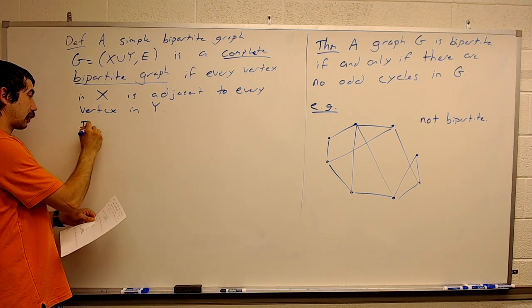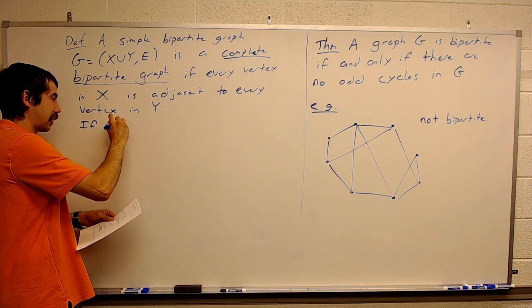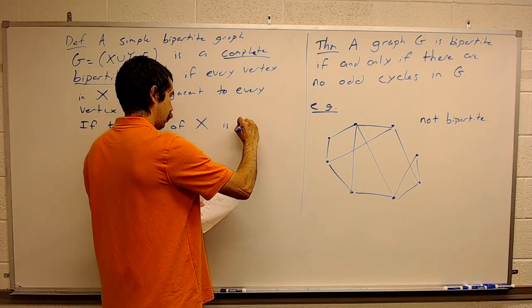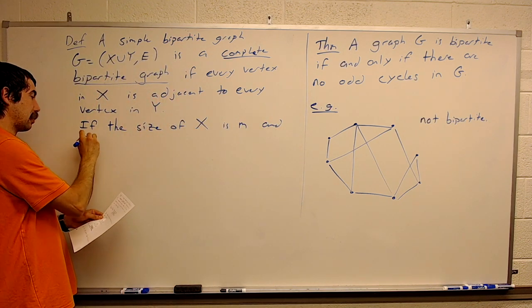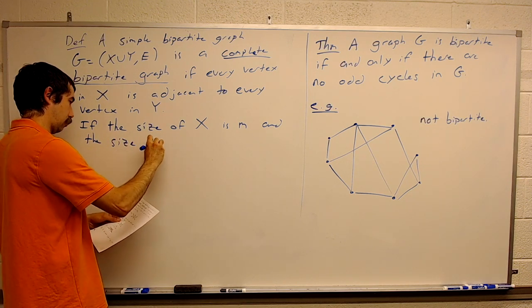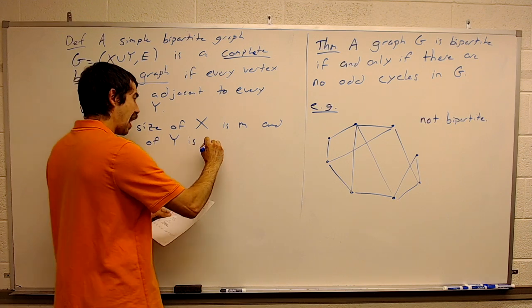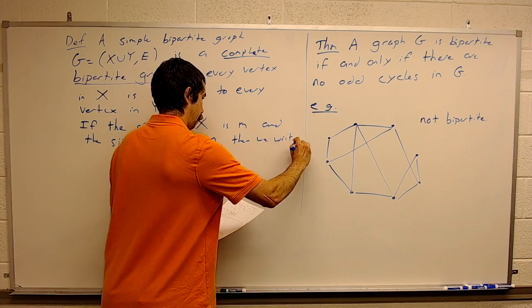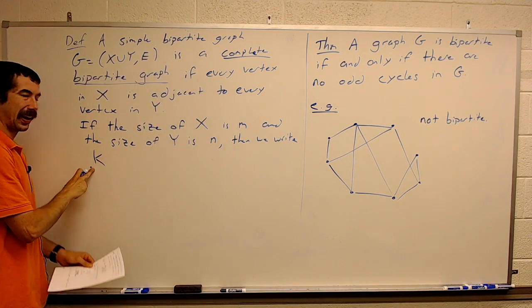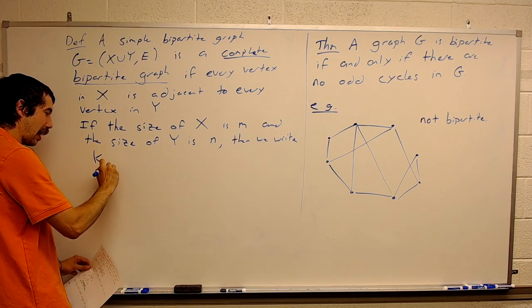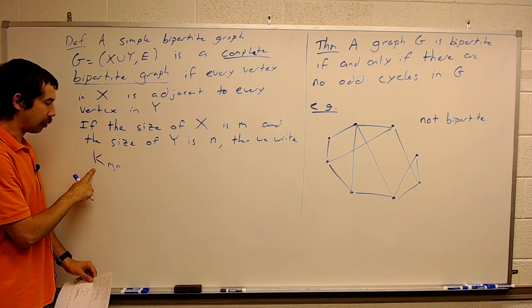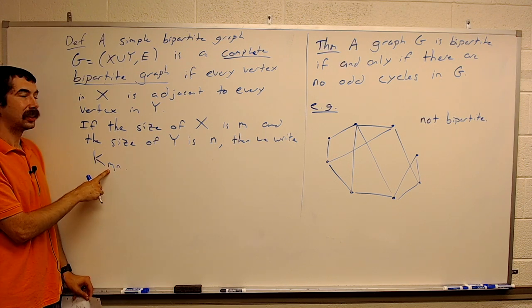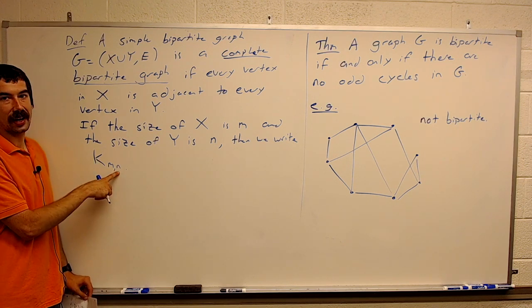Just continuing the definition, if the size of X is m, and the size of Y is n, then we write K, remember K is for complete, and we're going to write m comma n. So this notation means we have the complete bipartite graph. Our X set has m vertices, and our Y set has n.